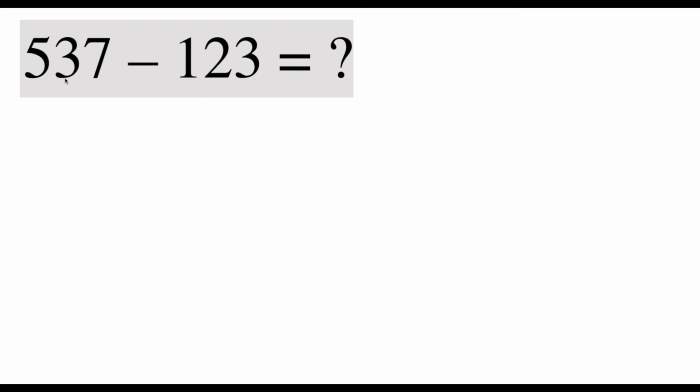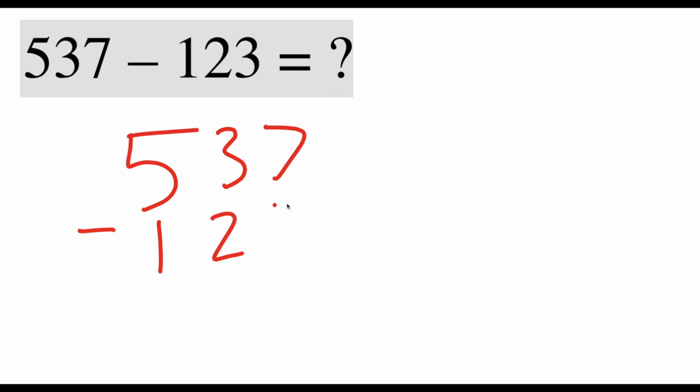Here we have 537 minus 123. Again, the very first step is to rewrite it. So we're going to rewrite it as 537 minus 123, but in vertical format, because this allows us to easily see this is our ones, this is our tens, and this is our hundreds.